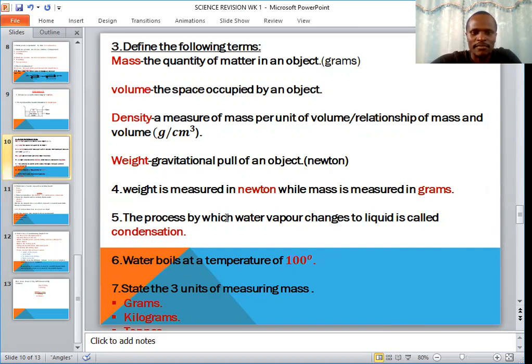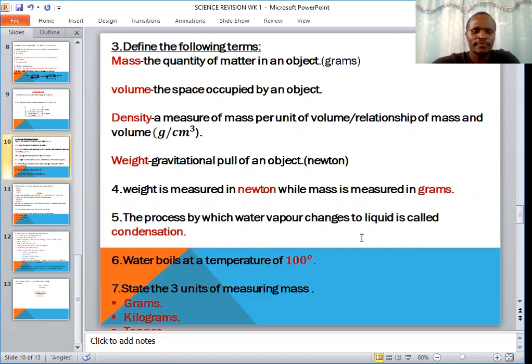Therefore, weight is measured in Newton, while mass is measured in grams. Don't talk about kilograms or tons. Those kilograms and tons are just other measurements. But the first one, the international standard measuring unit for mass, is grams.